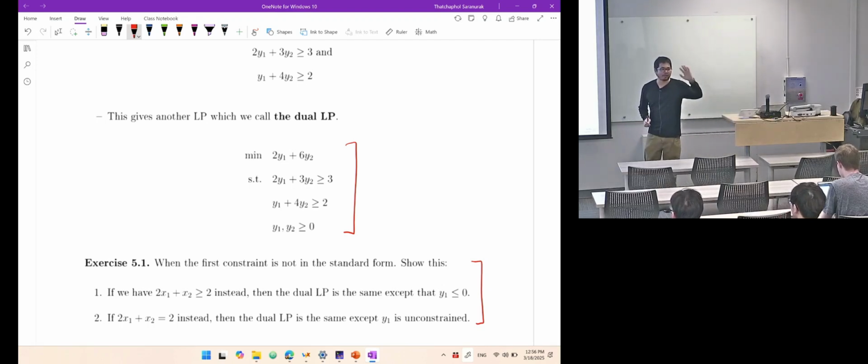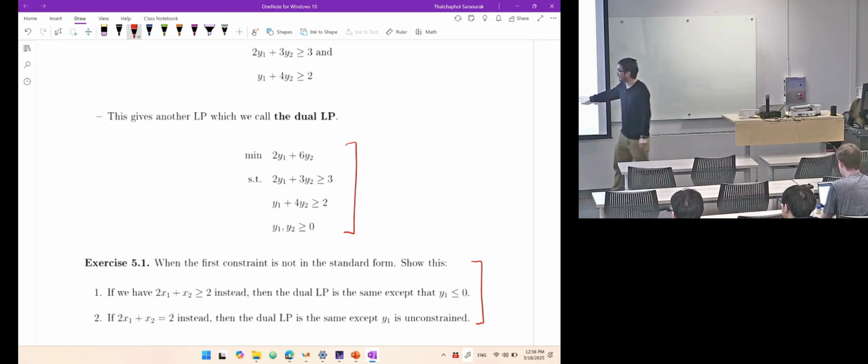in the standard form. I want you to do this at home. It's quite important, by the way, because you will need to derive the dual on your own quite often from now.